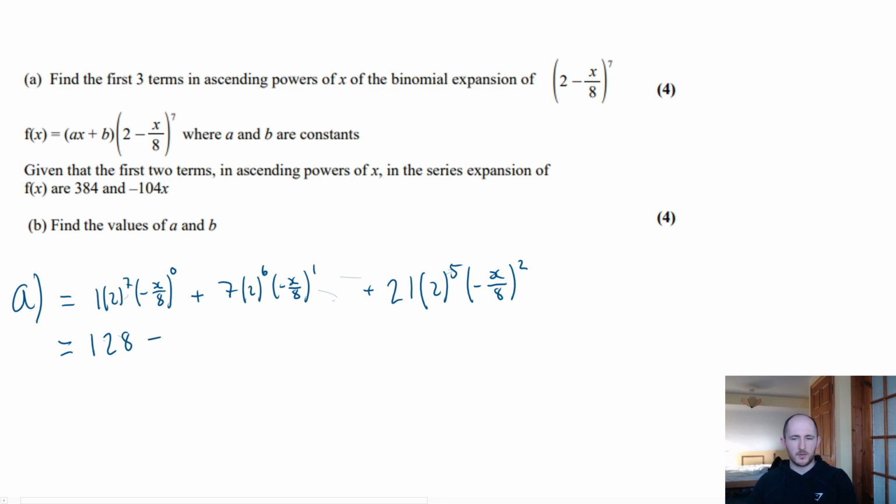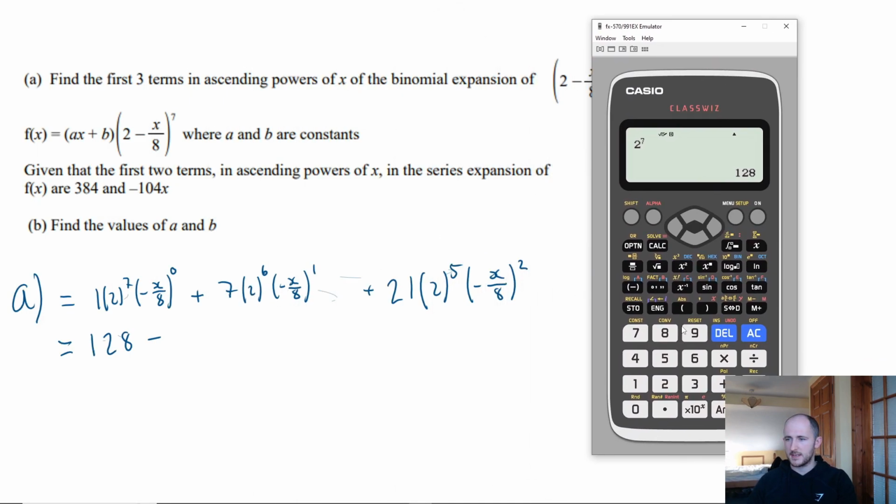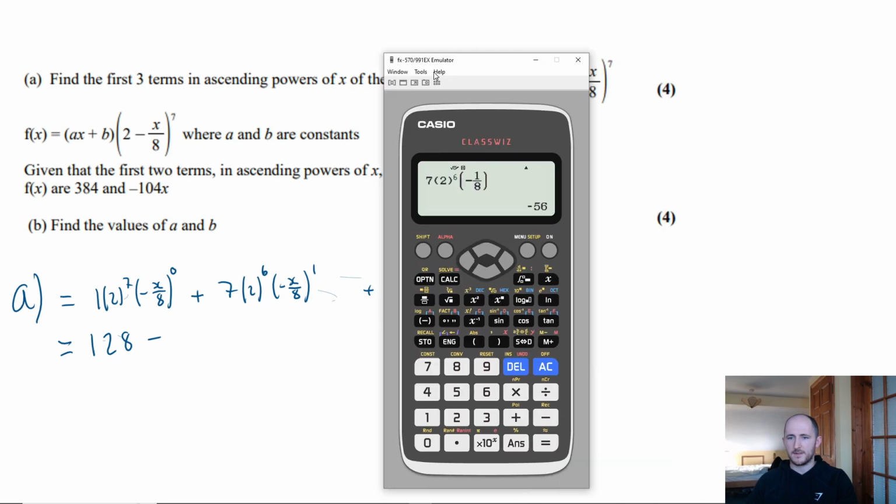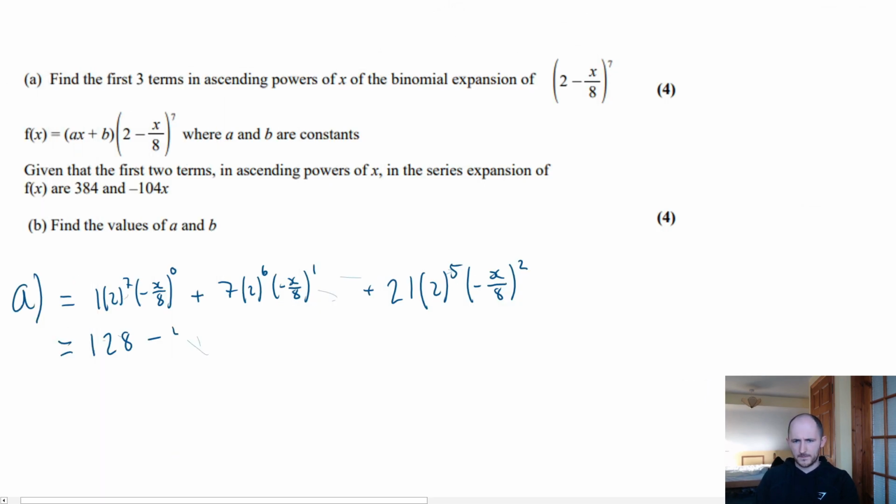Then, I'm not going to put it as plus because I can see it's probably going to be a minus. So, we have 7, open bracket, 2 to the power of 6, and then we have minus 1 over 8. Again, we don't bother writing the x. We get negative 56x. And then the next one should be a positive. Again, if you're not sure, you can always work it out first.